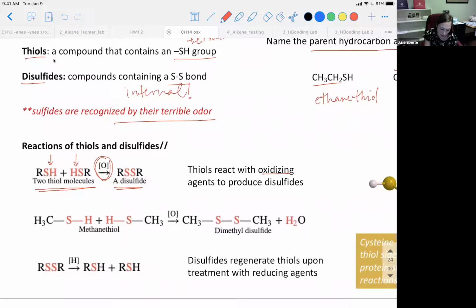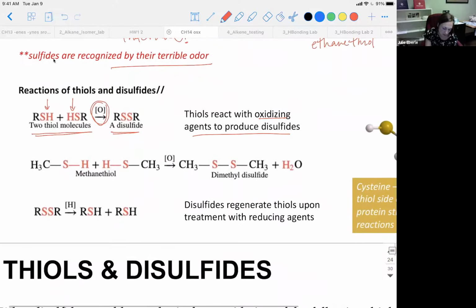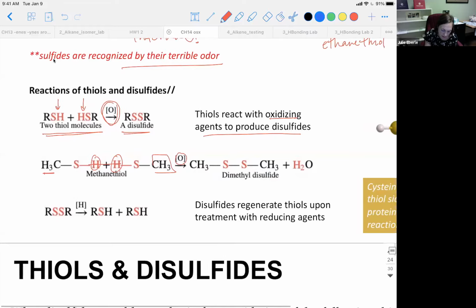Thiols react with oxidizing agents to produce disulfides, what we just said. So here's an example. If you have methane thiol, here's your methane and here's your thiol group. I have another one, methane thiol. They're just pointing backwards. If we have an oxidizing agent, all that's happening here is we're taking this hydrogen and this hydrogen, we're losing those, and then the 2 sulfurs are being bonded together. So you get dimethyl disulfide.